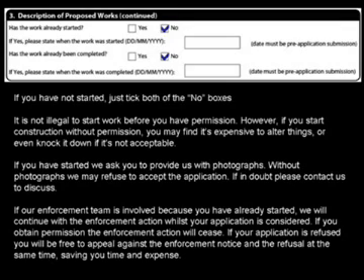If our enforcement team is involved, usually because you've already started, we will continue with the enforcement action whilst your application is considered. If you obtain permission, the enforcement action will obviously cease. If your application is refused, however, you will be free to appeal against the enforcement notice and the refusal at the same time, saving you time and expense.